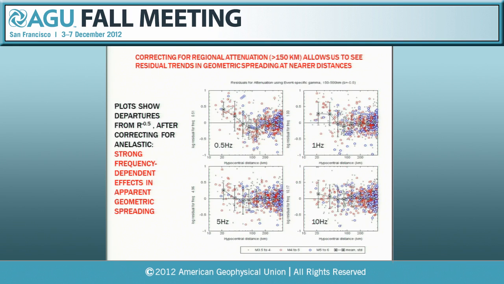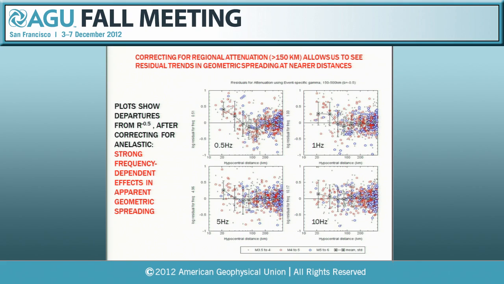So if we go to the next one. Then what I did was I removed that Q and the r to the minus a half spreading from all of the data, not just beyond 150 kilometers, but all the way into the closest observations we had, so that we could look at the residual. If we take out the known Q for each event and r to the minus a half spreading, what apparent attenuation is left? And so we know that the residuals are going to be 0 from 150 to 500 kilometers because we've kind of done that by definition. And so that's indeed what you see here.